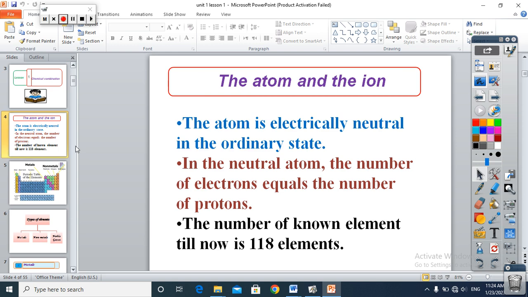Can you remember what the difference is between the atom and the ion? The atom is electrically neutral in the ordinary state. In the neutral atom, the number of electrons equals the number of protons. The number of known elements up till now is 118 elements.